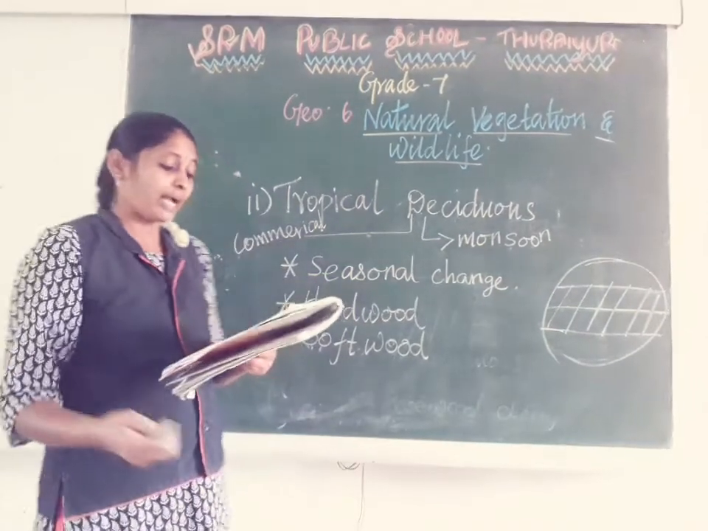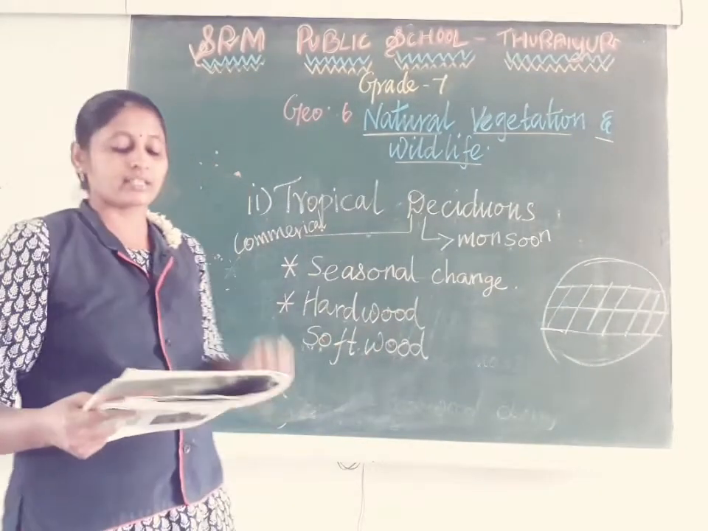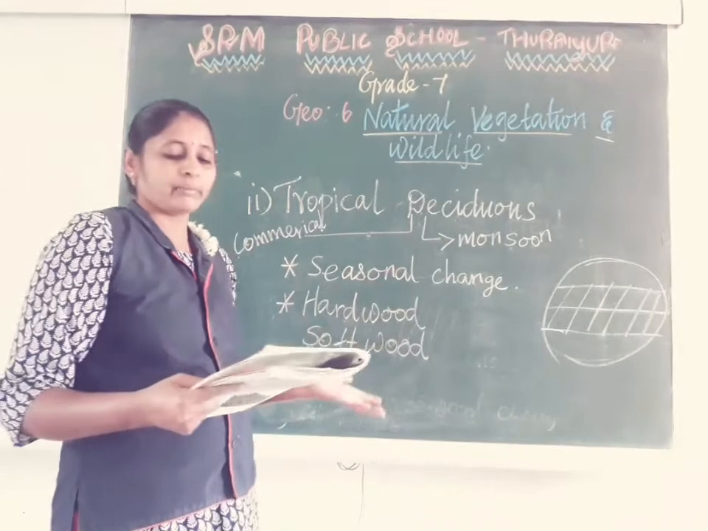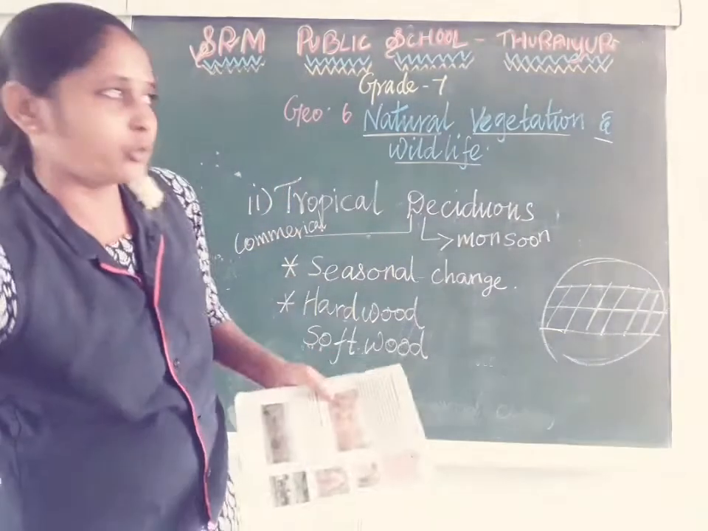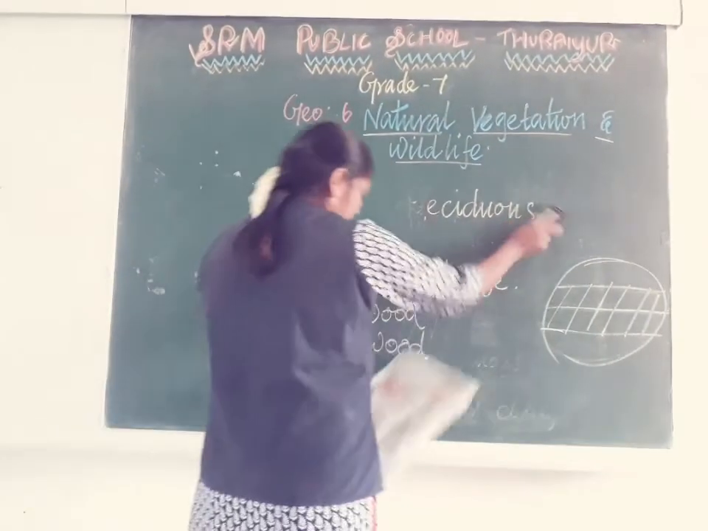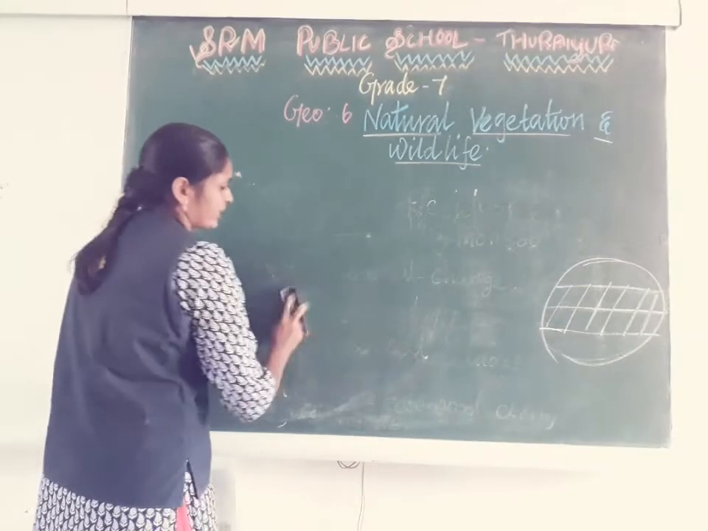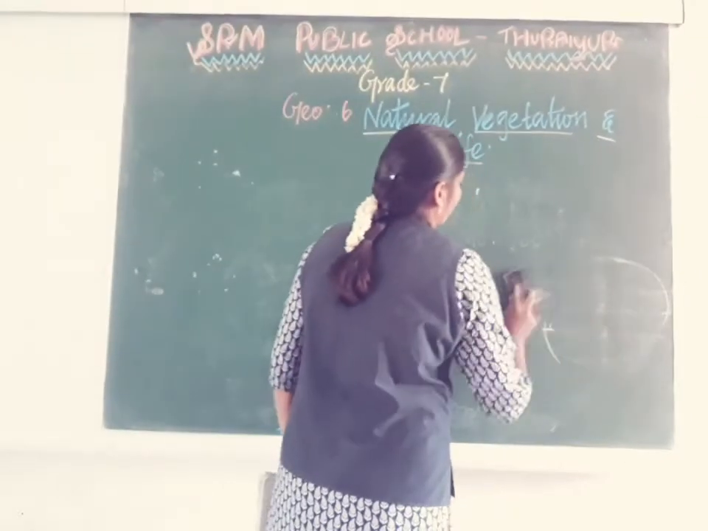What are the animals we can see in this forest? Tigers, lions, elephants, langurs, monkeys are common animals in this forest. Everything they mention in your book, you are supposed to read the book also. Next we are going to discuss temperate evergreen forest.